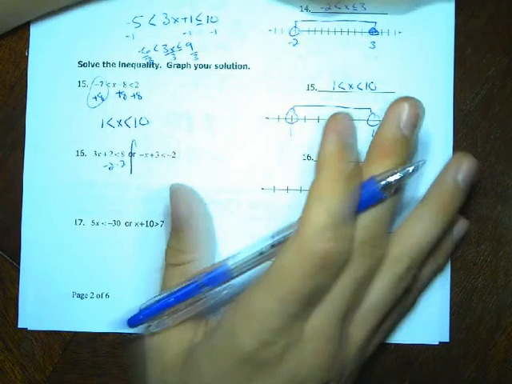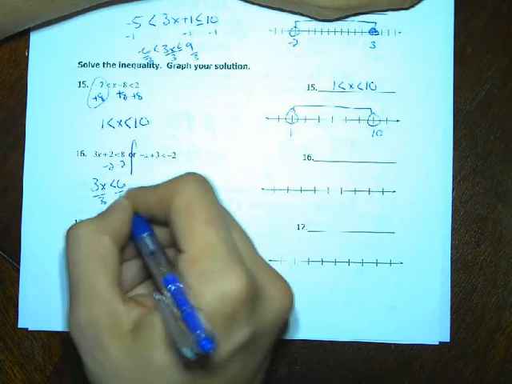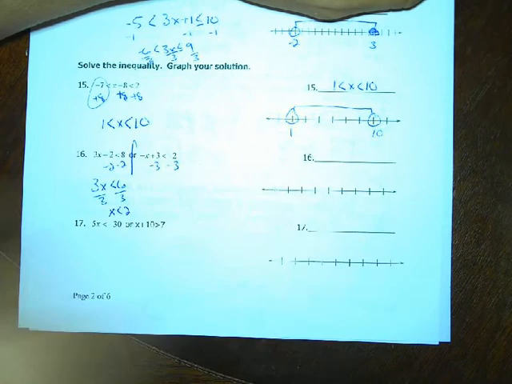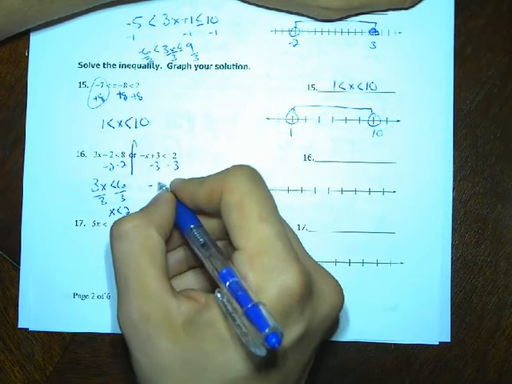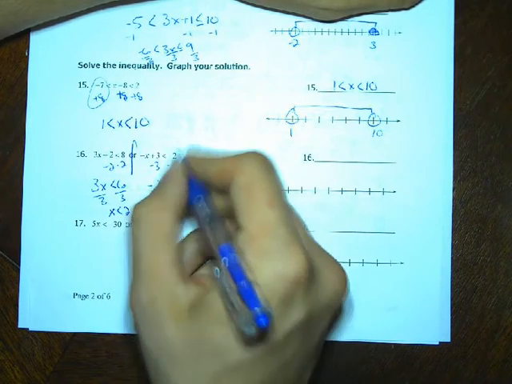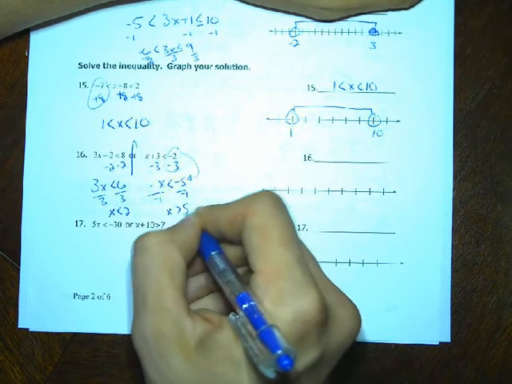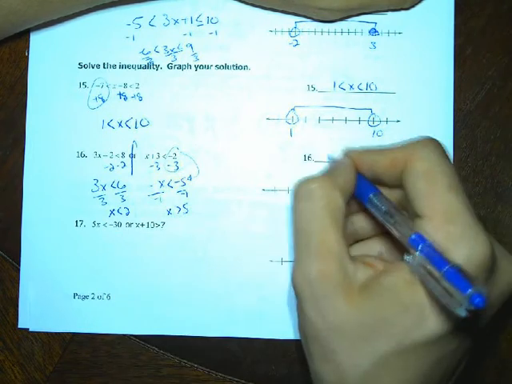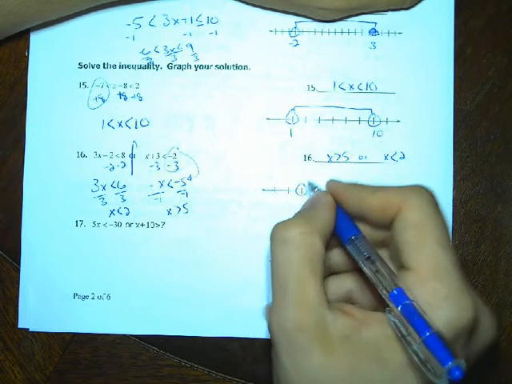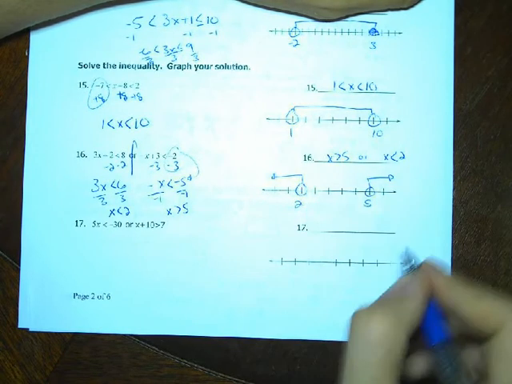Next problem. It's an or, so either one can be true. I've got 3x is less than 6, divide by 3, divide by 3. So x can be less than 2, or, and again, I'm just going to move this out of here. So I've got negative x is less than negative 5. I'm going to divide by negative 1. I'm going to get x is greater than positive 5. Now when I look at this, x can be bigger than 5, or x can be less than 2. Either one is fine. Here's 2. Less than 2 is okay. Here's 5. Bigger than 5 is okay.